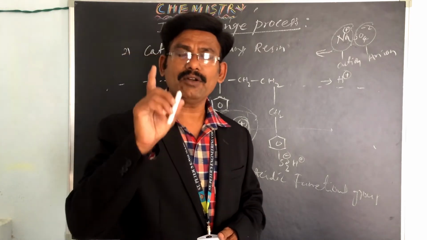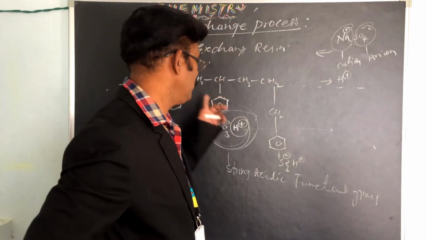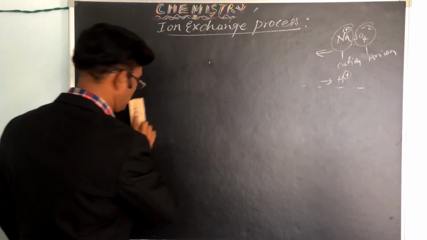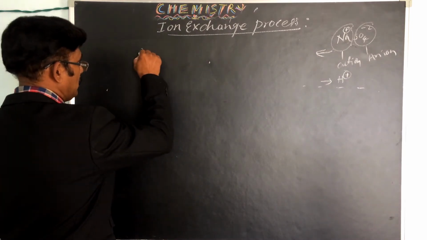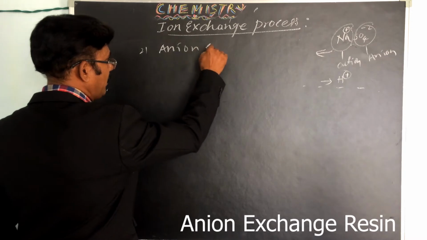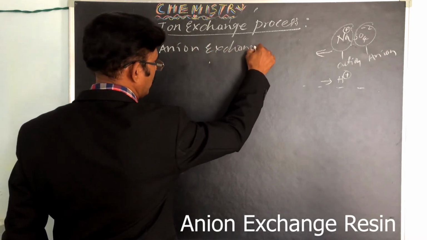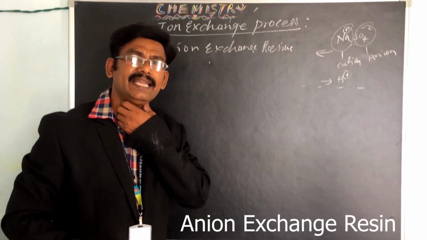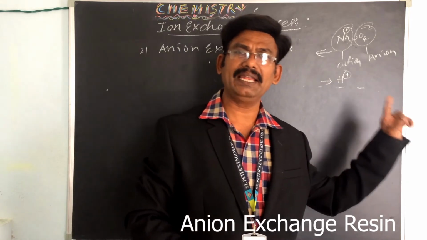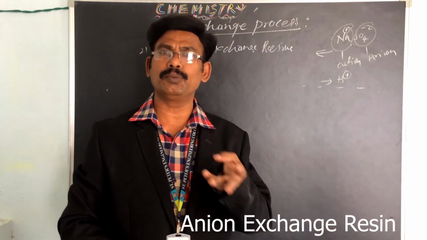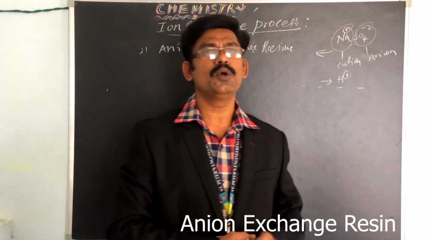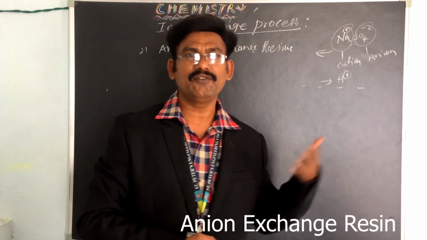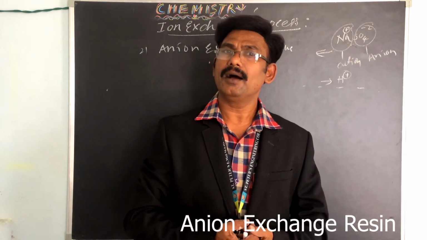Now what do we have to see? Anion exchange resin. Please draw it. Similarly, this resin has a basic functional group. In the cation exchange resin there is an acidic functional group; here the basic functional group is capable of exchanging its OH minus ions, meaning anions, with the anions responsible for hardness.